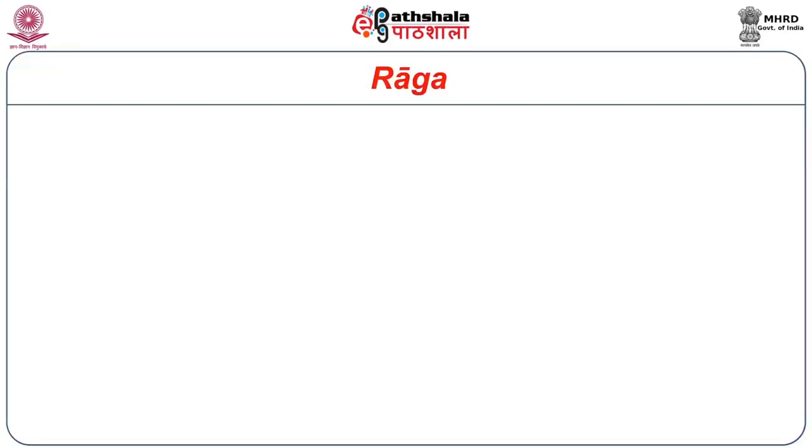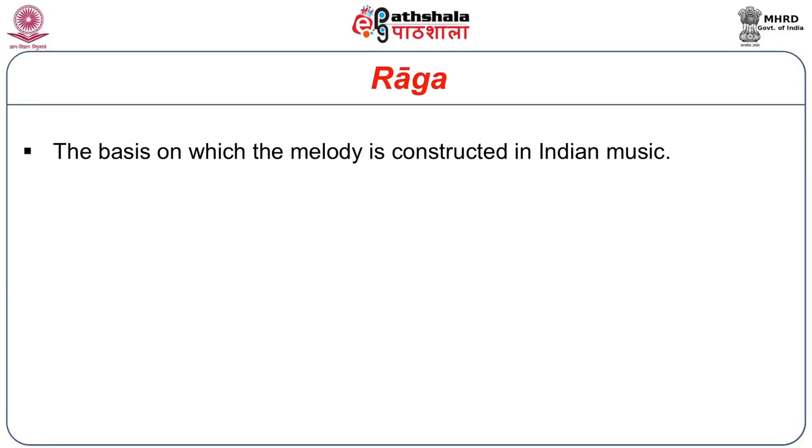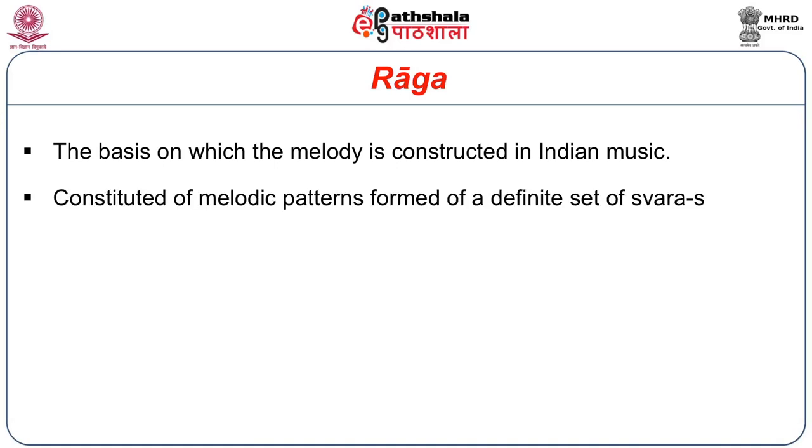Next, we will look into what is raga. Ragas are the basis on which the melody is constructed in Indian music. They are constituted of melodic patterns formed of a definite set of swaras. There are so many ragas, and you find that a large number of compositions exist in one raga. So, all the compositions in that raga will have some common characteristics.